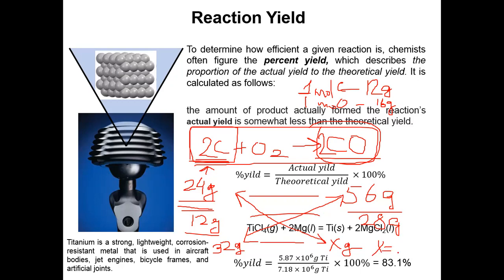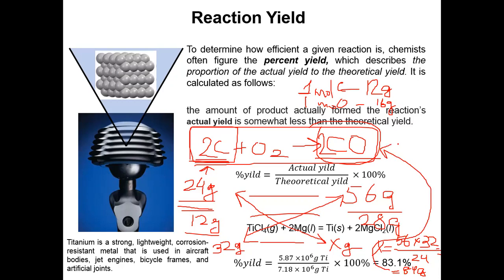X is 56 times 32 divided by 24, which is 84. 84 grams, okay? So this is what is theoretically supposed to be produced if you take 32 grams of carbon. So this is the carbon monoxide produced, okay?